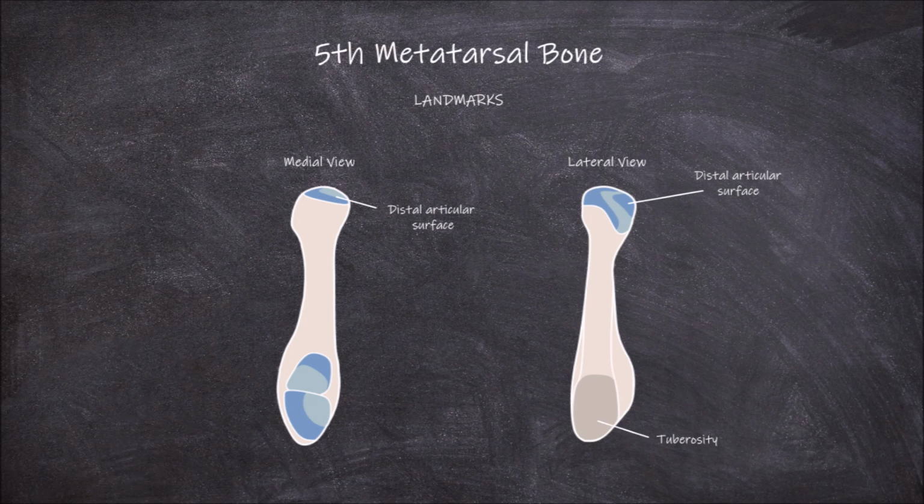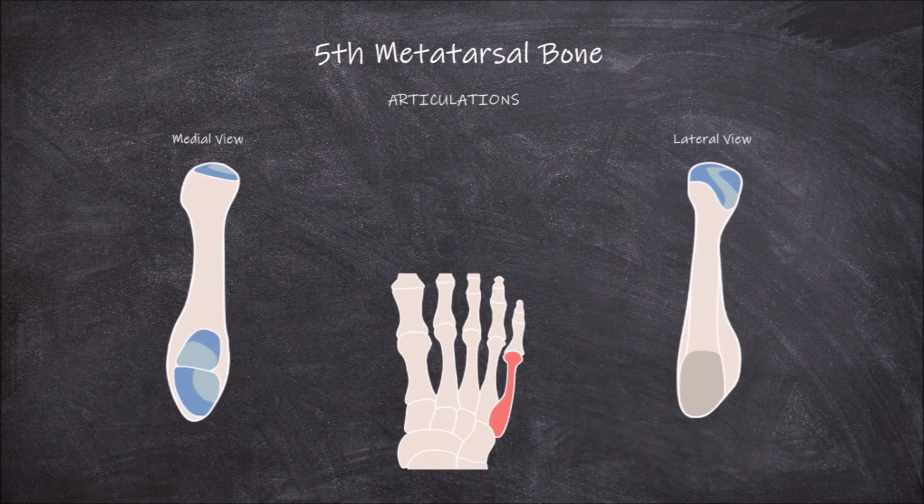The base of this bone only has two facets for articulation with other bones. The medial side of the base has a facet for articulation with the fourth metatarsal bone. The proximal surface of the base of this bone has a facet for articulation with the cuboid bone. Let's now look at the articulations this bone has with other bones.